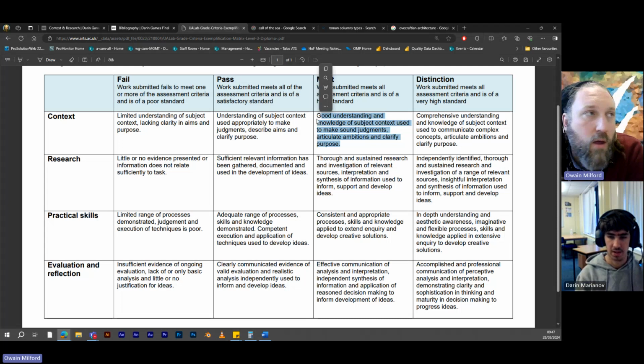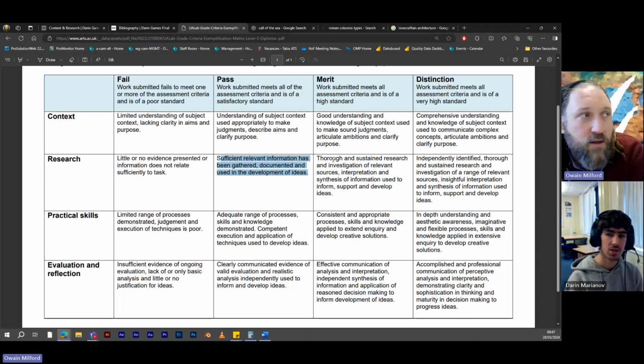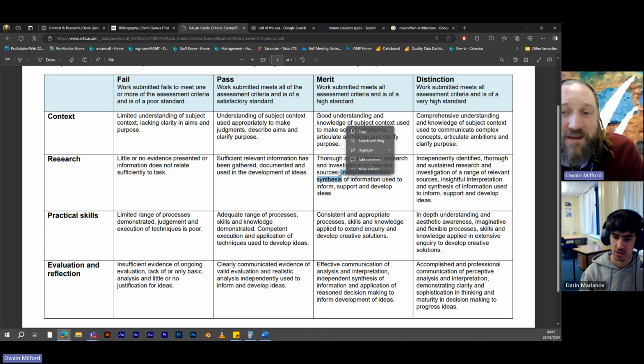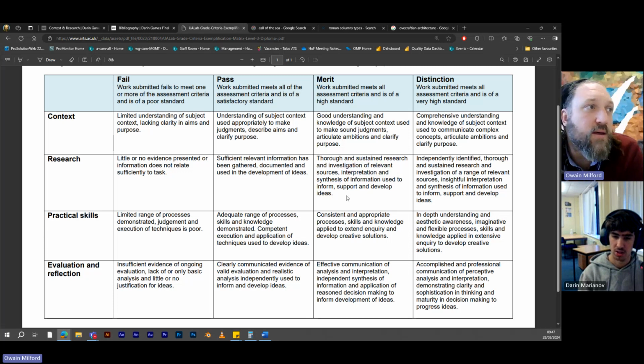Okay. I think on research at the moment, there's sufficient relevant information that's been gathered, documented, and used in development of ideas. Same thing, you're not that far off that merit area there. If you follow up on everything I'm saying to you now, that would push that into thorough and sustained research. And if that then informs your idea development, then that would hit that interpretation and synthesis area. So if you do the research I said, and then we see it realized in your project, that would push that up into that merit.